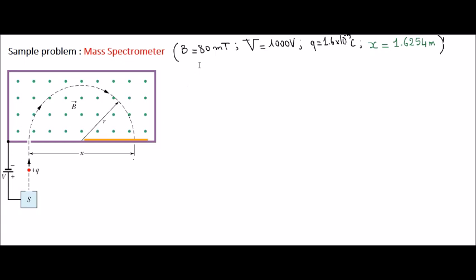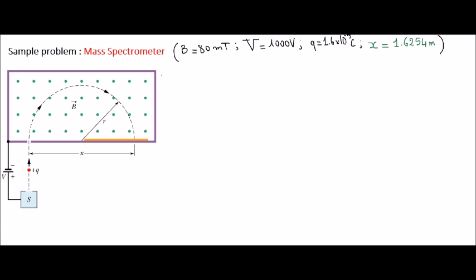So for example, in this problem, we have the magnetic field strength, uniform, 80 millitesla, the voltage used to accelerate the ions, and the charge of that ion, so we assume a positive ion here. The machine will give me this distance. So the question is, from this distance x, how can I calculate the mass of that ion? So let's get started.